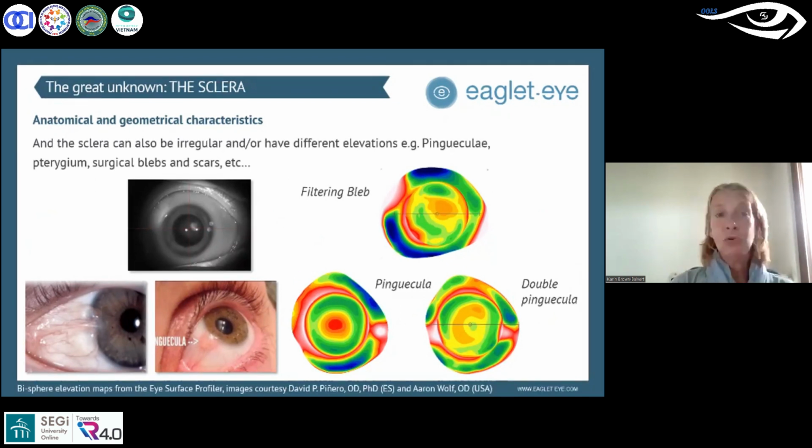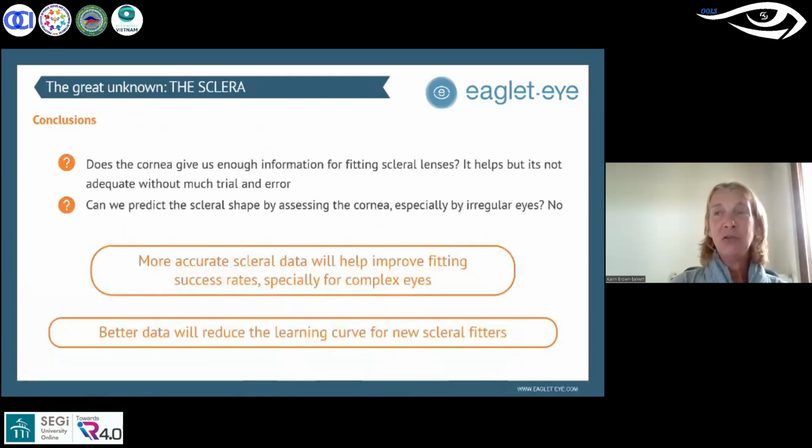So does the cornea give us enough information for fitting scleral lenses? Yeah, it helps, but it's not adequate without much trial and error. So can we predict the scleral shape by assessing the cornea? Definitely not. So the more accurate scleral data will help you improve fitting success rates, especially for complex eyes. So really anything keratoconic, if you're thinking of something like pinguecula, the more you know about the sclera, the easier it is going to be to fit a contact lens.